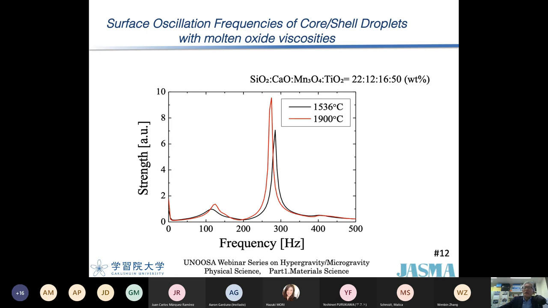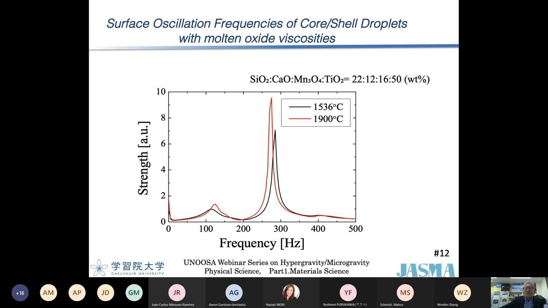This is the difference of the temperature. And this is the numerical simulation expectation. So we are trying to observe this phenomenon in a real experiment now. This morning, Japanese time, we tried the experiment, but the conditions were not so good today, so we cannot get this good result.